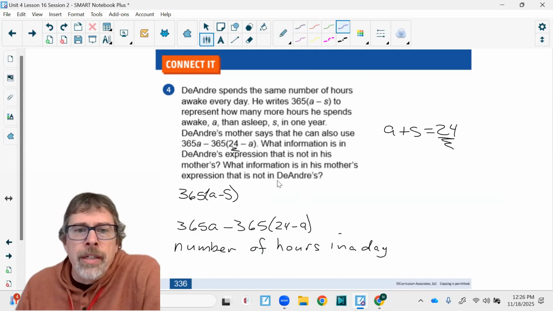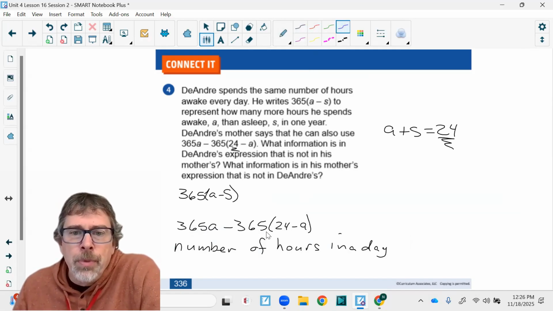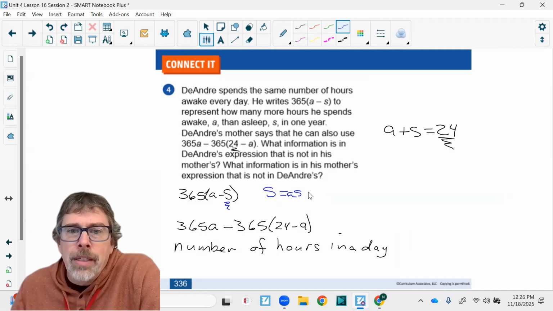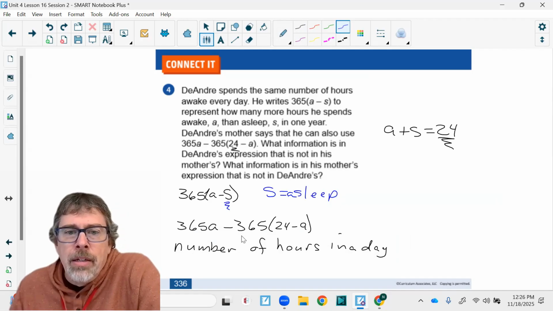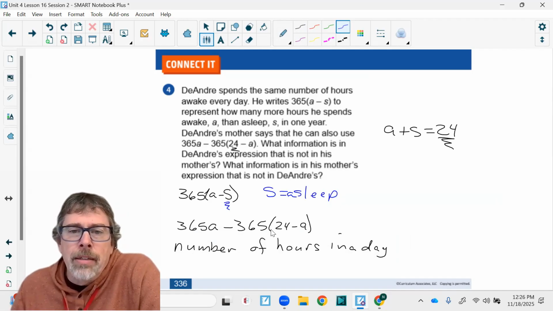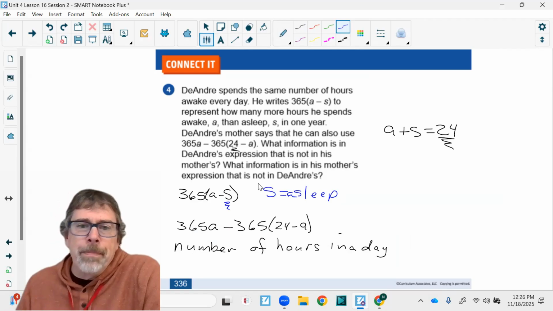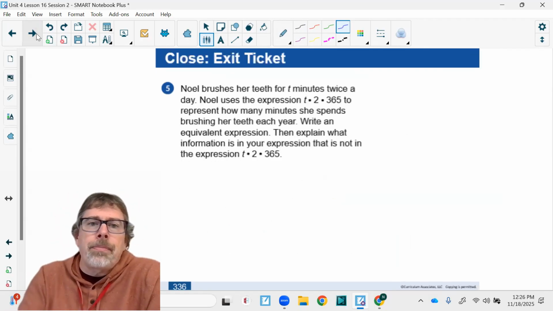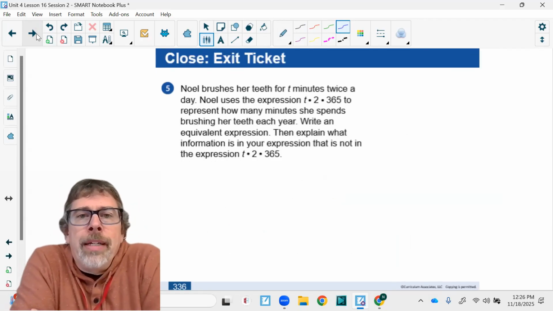But what is in his that's not in hers? Well, S. S equals asleep. They put an A in front of the other because you can't have A mean both awake and asleep. A means awake, and S means asleep, and he has an S where she does not. Okay, and that's that. So, close, exit ticket.